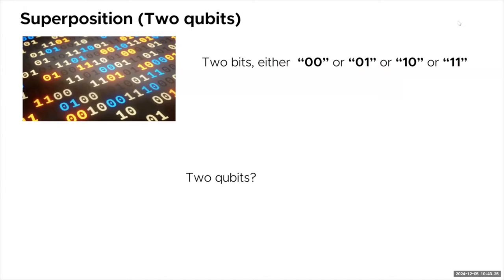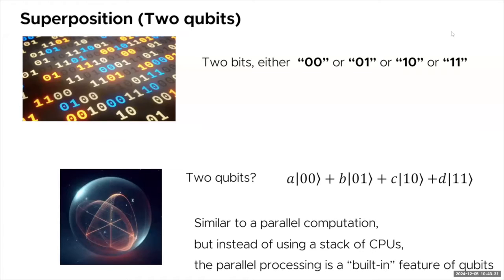And say, thinking about 2 bits, we can have 4 possible states, but if you have 2 qubits, then in principle, they can be in a superposition of all of these states. And the main key idea to share is that this is somewhat similar to parallel computation, right? But instead of using a stack of CPUs, the parallel processing is kind of a built-in feature of these qubits.